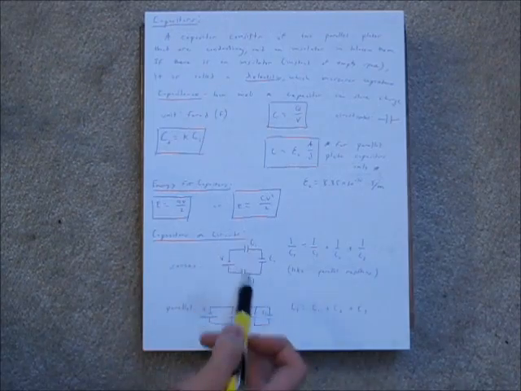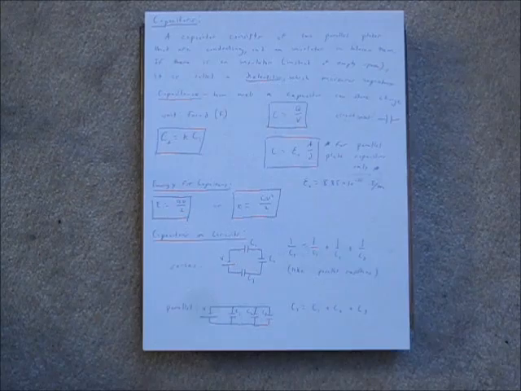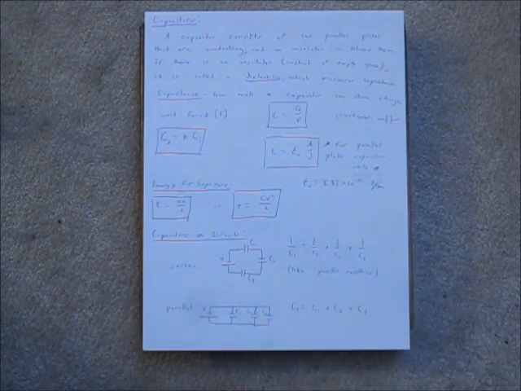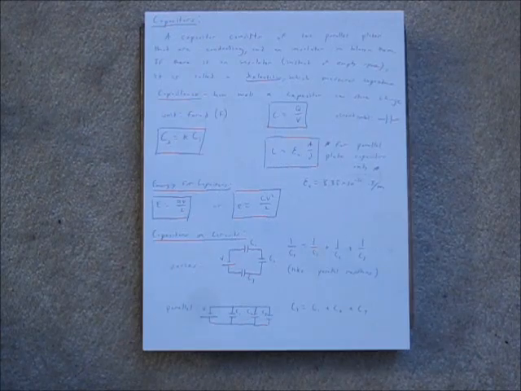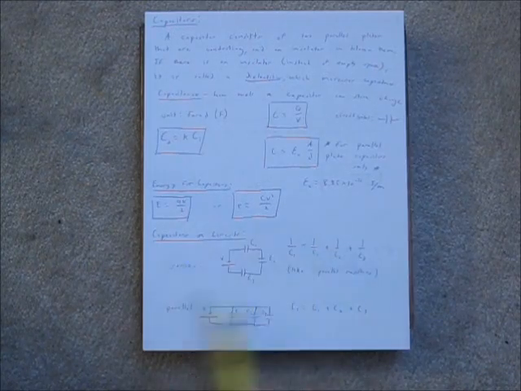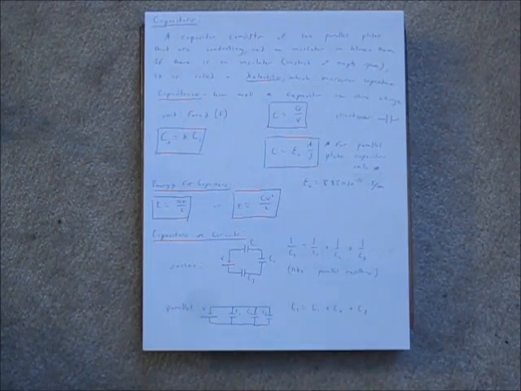So in series, capacitors behave like parallel resistors do. So 1 over CT equals 1 over C1 plus, and so on. In parallel, they behave like series resistors. So we'd have CT equals C1 plus C2 plus C3.